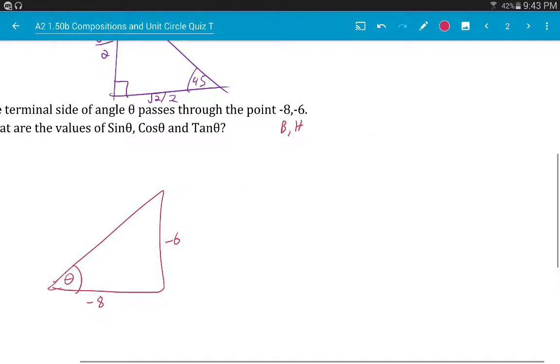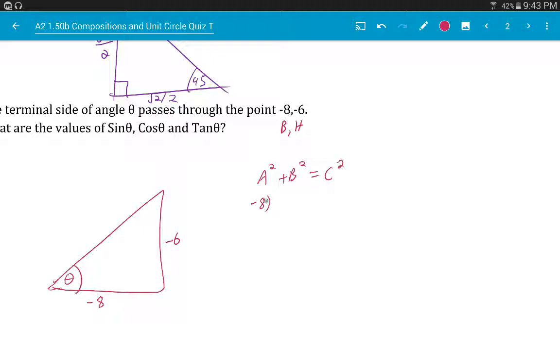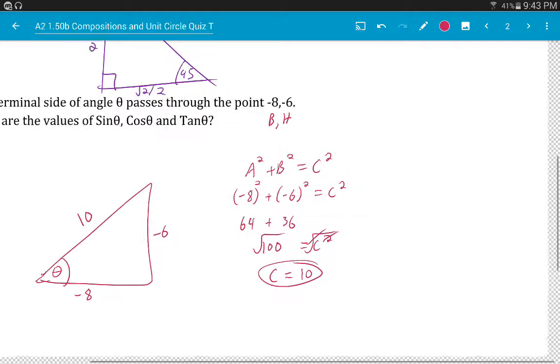Now I need to find the hypotenuse. So I'm going to use a squared plus b squared equals c squared. That means -8 squared plus -6 squared equals c squared. This is 64 plus 36, which is 100, equals c squared. And so when I square root both sides to get rid of the square, I get that c equals 10. So this side length is 10.